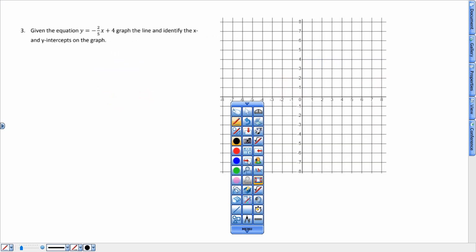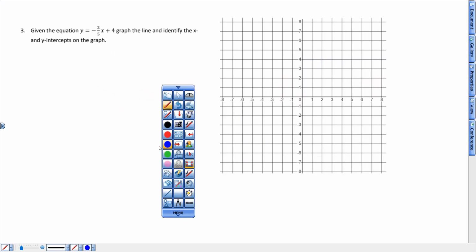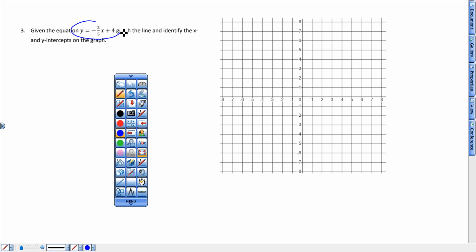On this, graph it and then identify the x and y intercept. So starting at 4 on the y-axis, that is my y-intercept, that 4. And then that slope number looks like I'm going to put that negative up on top with that 2. Looks like every time I go right 5, I go down 2.